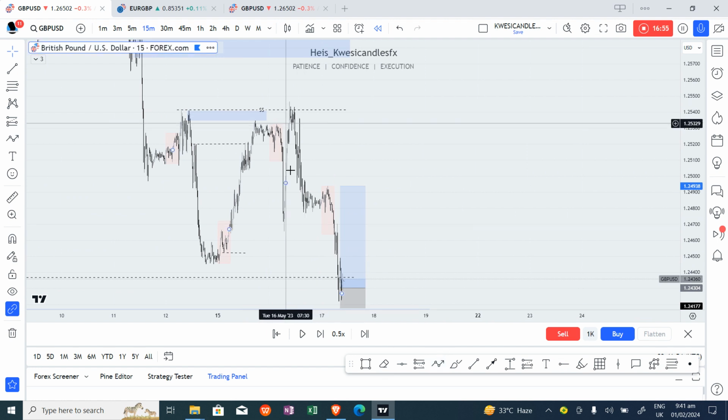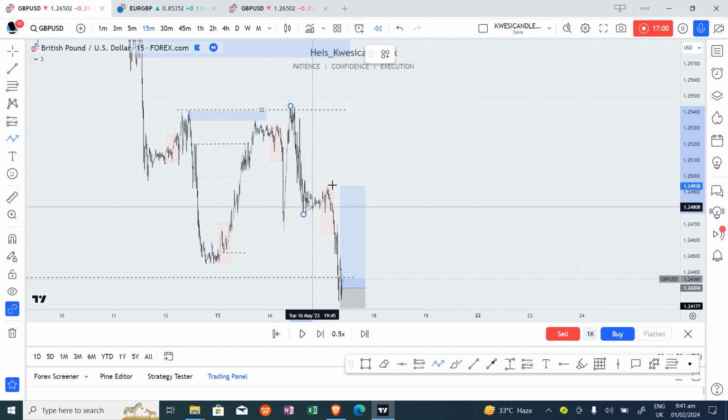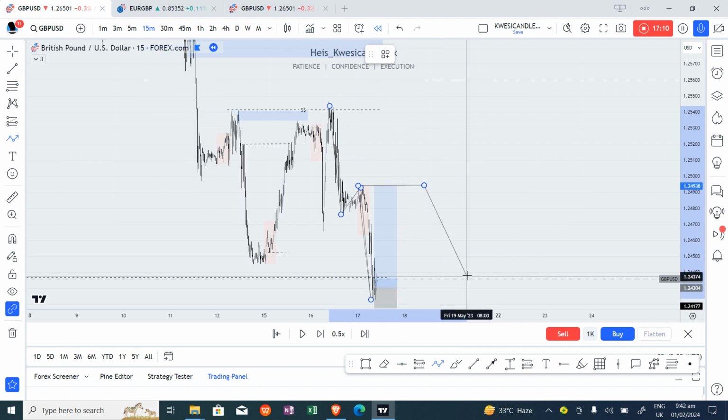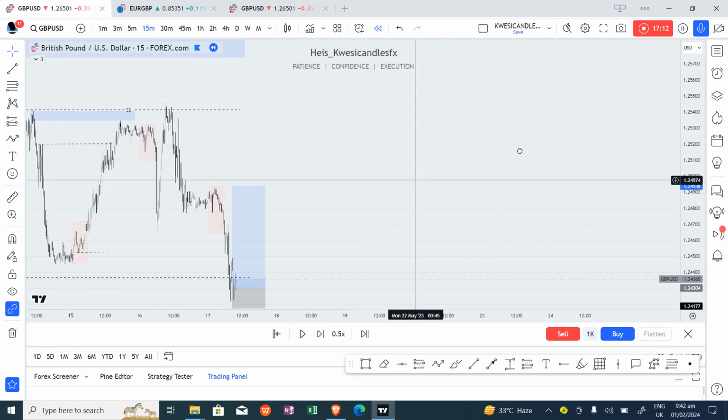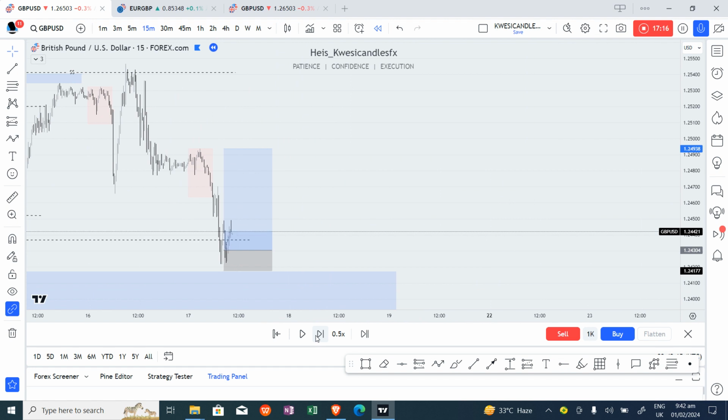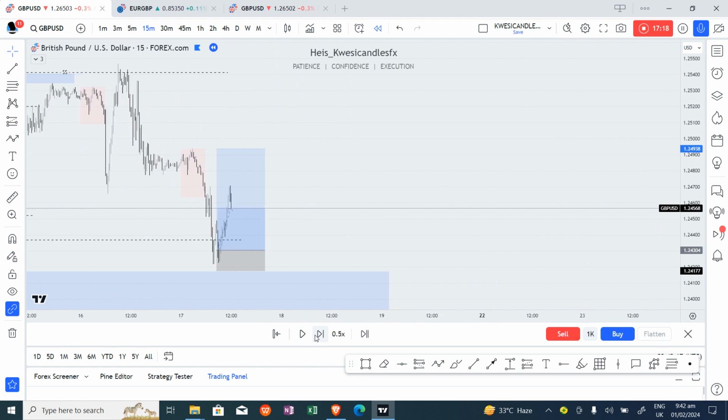Here is another ABC structure. This is a liquidity area that we are waiting for price to take. If price takes this, we are going to the downside, we are selling. But since we are buying from here, we will wait and see if price will push to the upside.